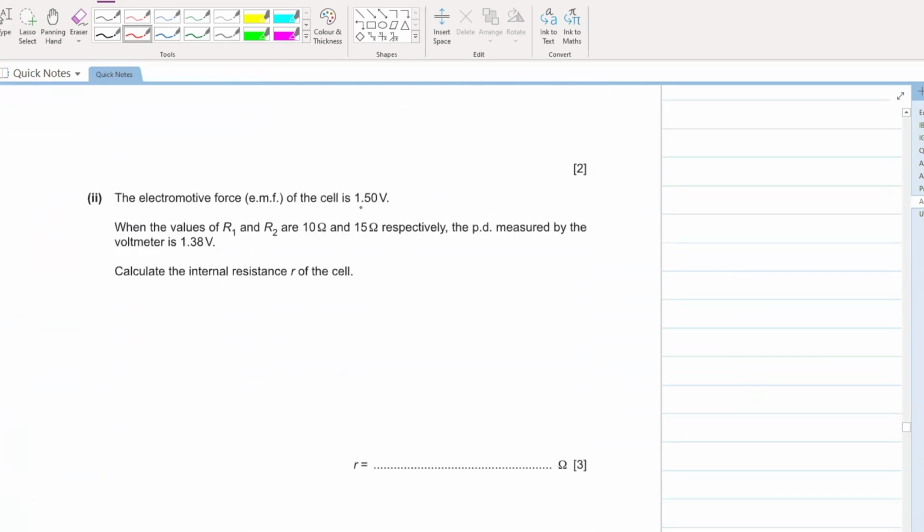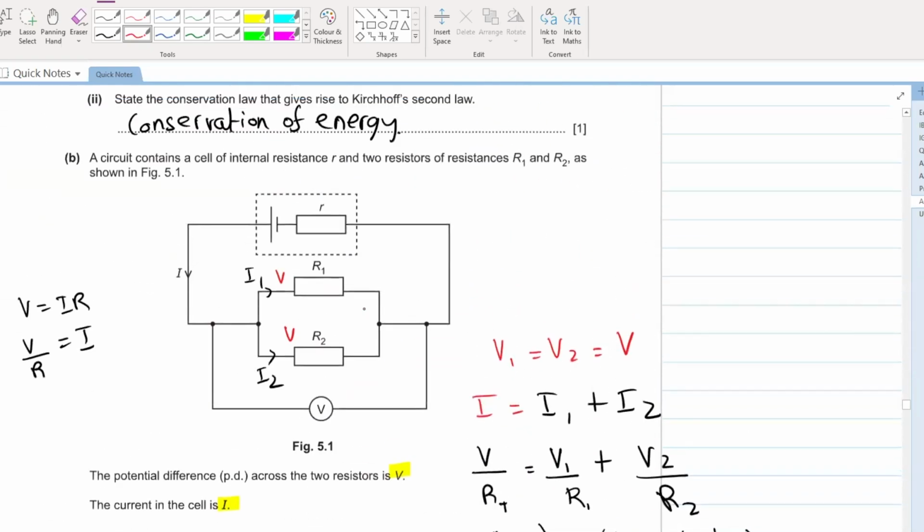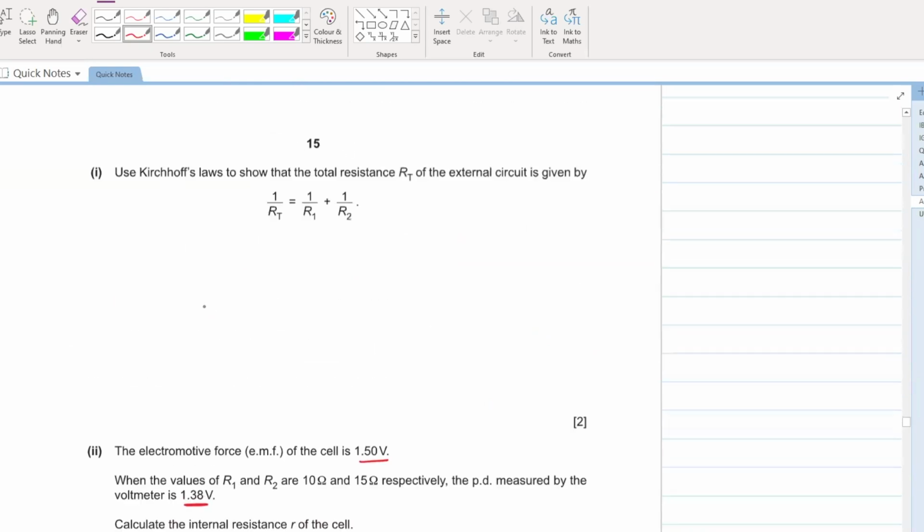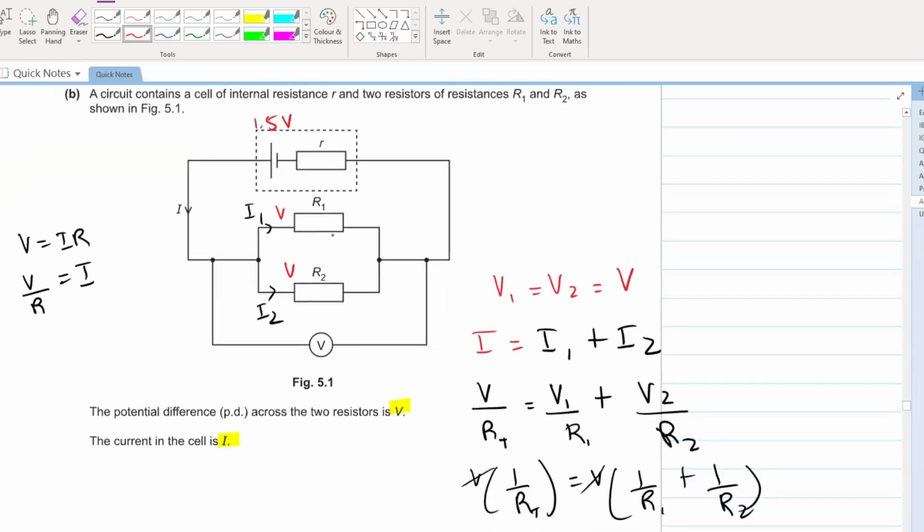The electromotive force is 1.5 volts. When the values of R1 and R2 are 10 and 15 ohms, the potential difference measured is this. Calculate the internal resistance of the cell. Very, very interesting question. So your EMF of the cell is what? Your EMF of the cell is 1.5 volts. And the voltmeter is reading 1.38 volts. So the resistors are having 1.38 volts. How much voltage will the internal resistance get? 1.5 minus 1.38. This is 0.12 volts.